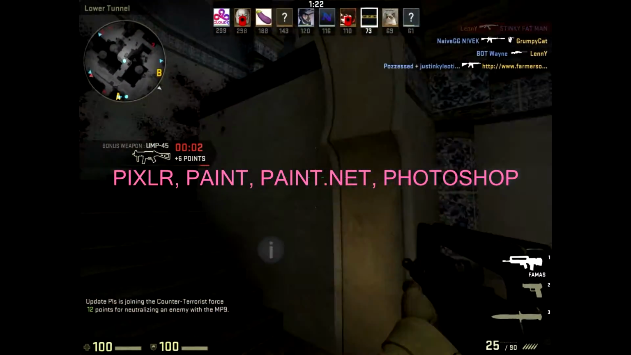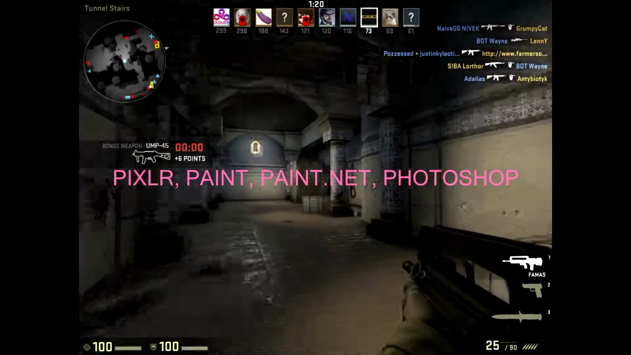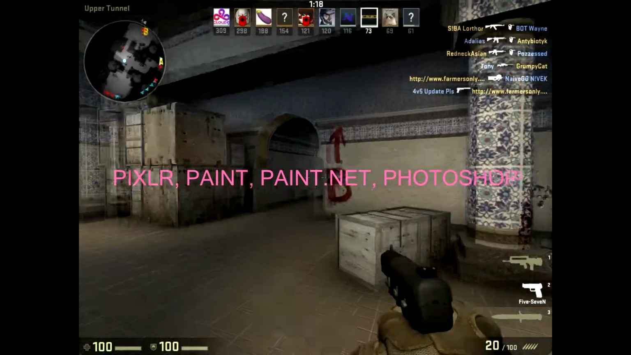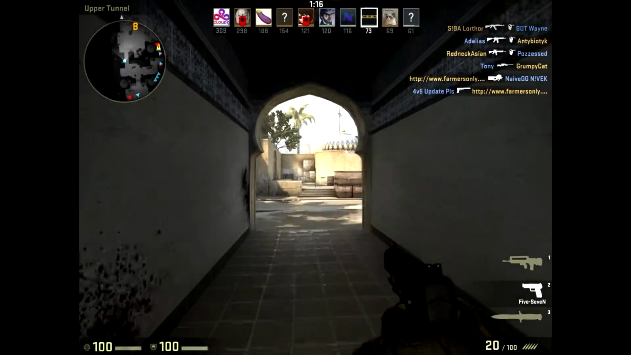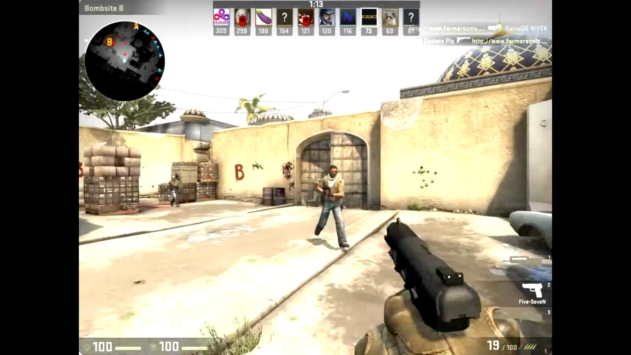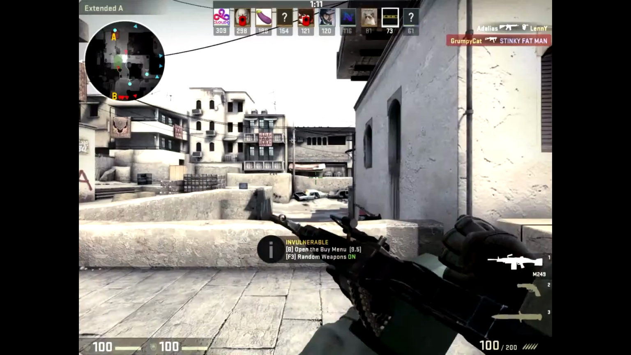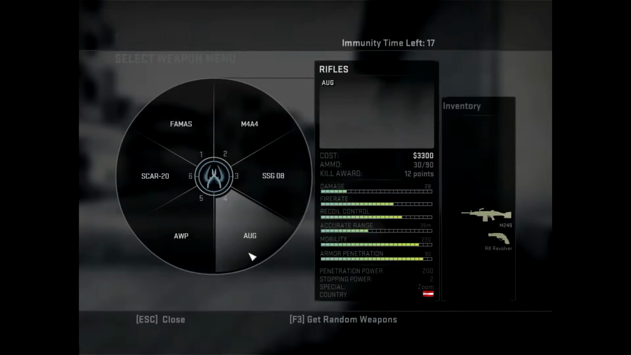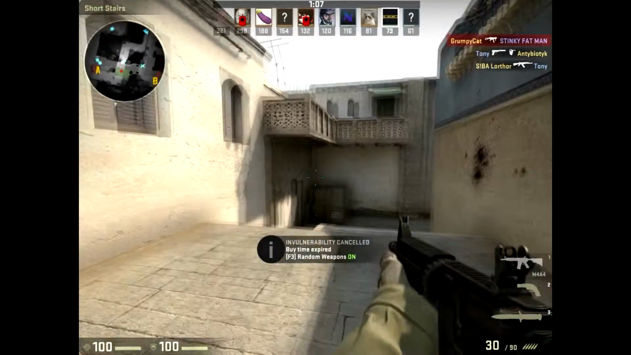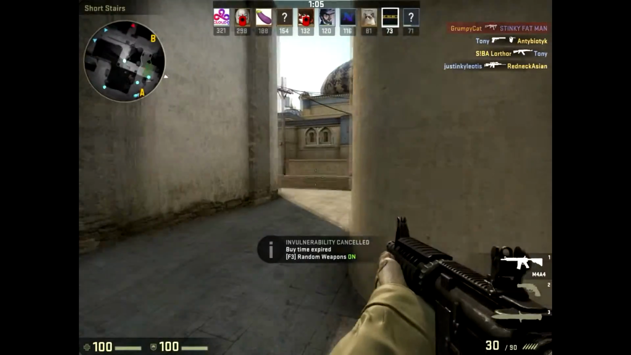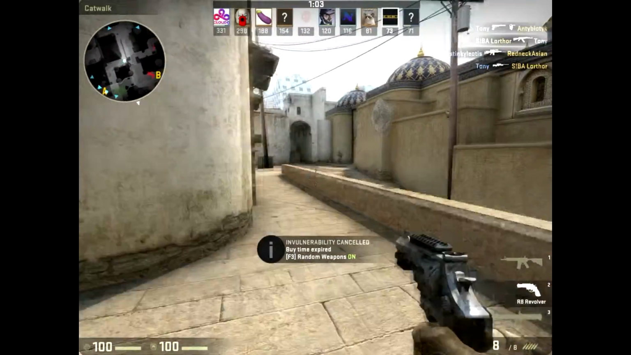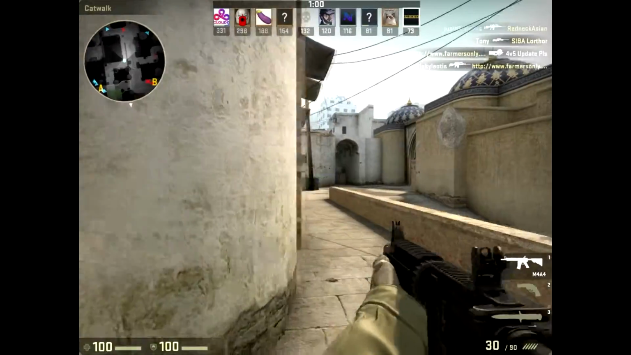Now you could use something like Paint or Adobe Photoshop, or you could use some other stuff. There's Paint.net, but Pixlr is one of the best because it's free. Some of the other stuff actually costs money, like Photoshop costs money.